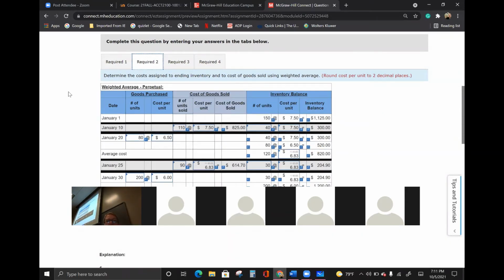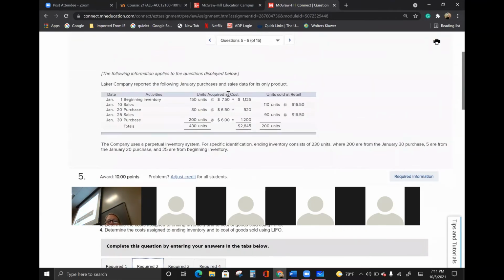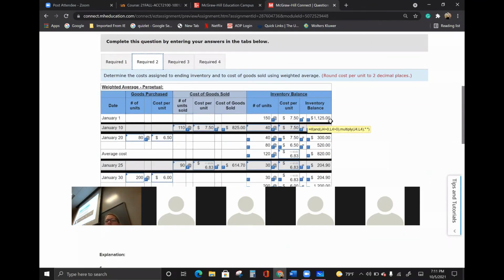All right, so now we're going to look at weighted average. So keep in mind, we have to calculate the average each time we have a sale. So we're starting with 150 units at $7.50. So it's just coming right off the chart. So 150 times 750. We have 1125.